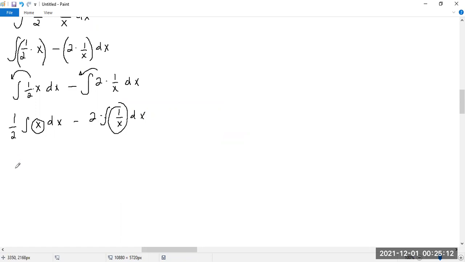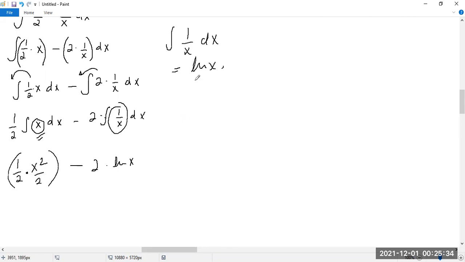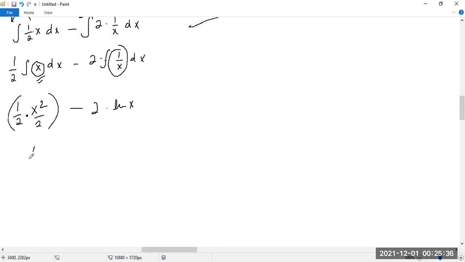And so this is 1/2, right? x in this case is what? The integral of that is just x squared over 2, minus 2 times the integral of 1/x, right? So that's 2 times ln of x. So remember that the integral of 1/x dx equals ln of x. So this is just x squared over 4 minus 2 ln of x evaluated at 2 and 1. So 2 as your upper bound, 1 as your lower bound.